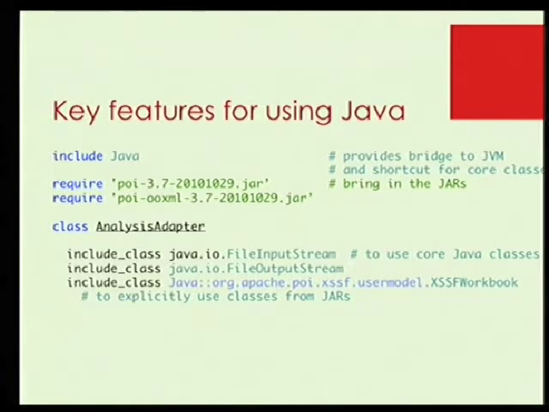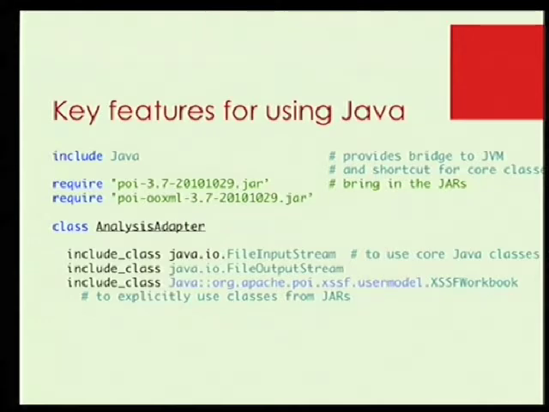Let's see. So then you can require the jars for the classes that you want to use. That brings the jars into your project. So then you have the beginnings of a class definition here, this thing that I wrote to adapt this spreadsheet to this financial analysis model that I had. This bullet here is about shortcuts for core classes. So if you want to use something like a file input stream, which is how you basically stream a file into your application to monkey with it, that's a core Java class. It's in the Java IO package.